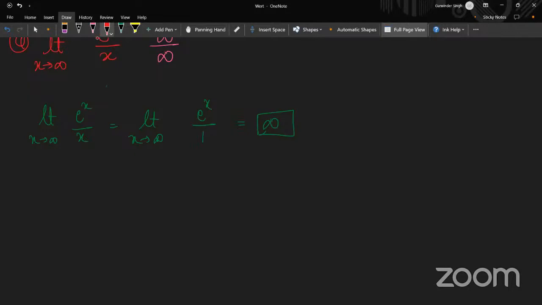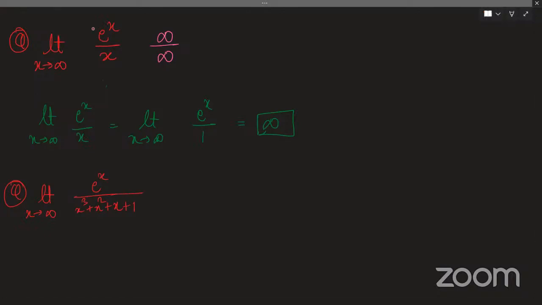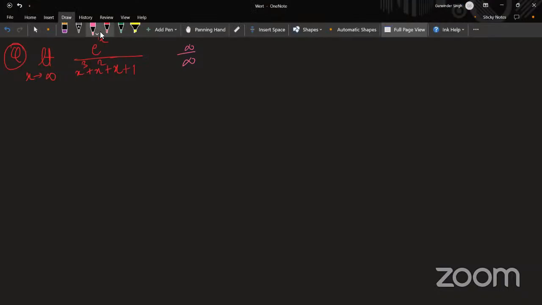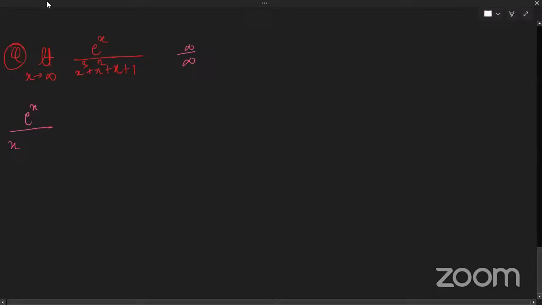So just take any other case. Take this case, e raised to x by x cube plus x square plus x plus 1. Something like this. Which form is this? Infinity by infinity. Correct. So if it is infinity by infinity, should we go again for L'Hopital's rule? Yes, sir. We can go for L'Hopital's rule, right? So you have e raised to x by x cube plus x square plus x plus 1.